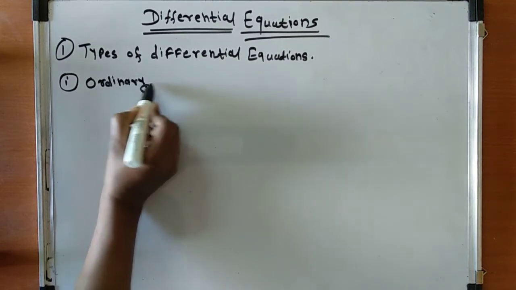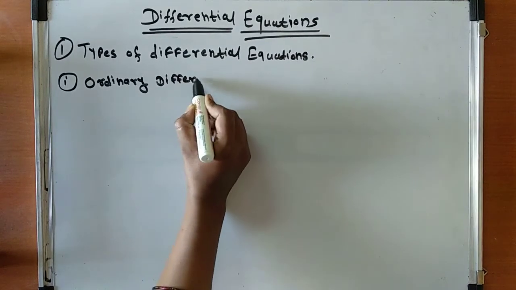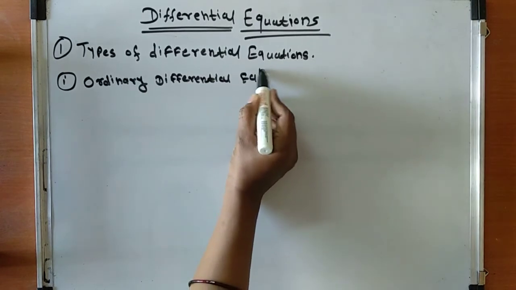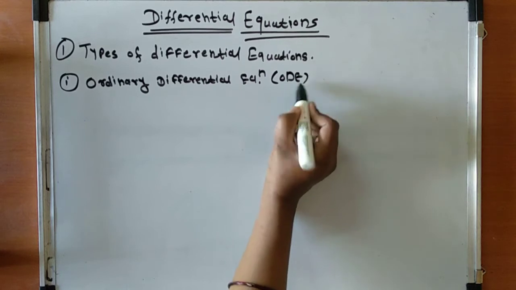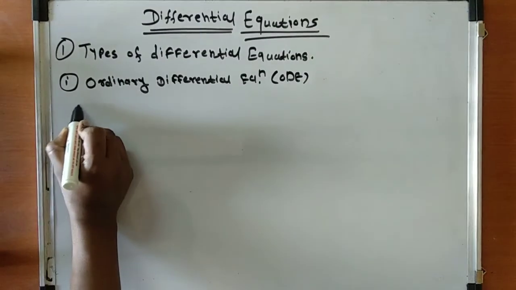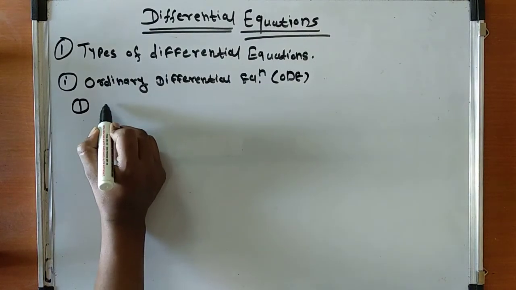This type of equation involves only one independent variable. Some examples of ordinary differential equations are given below. First is the decay of radioactive substance.